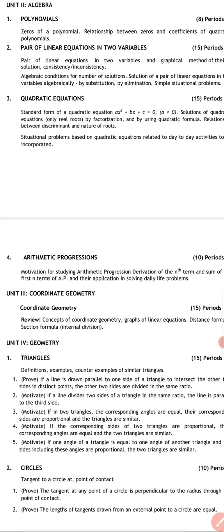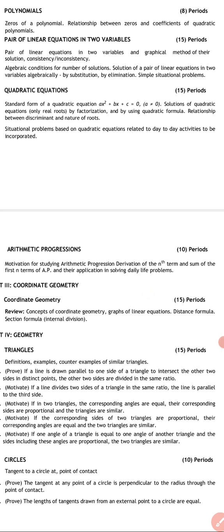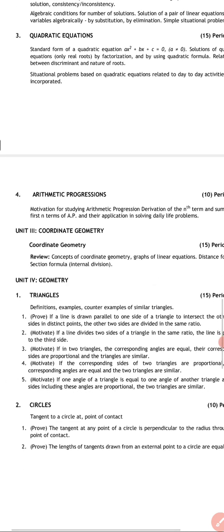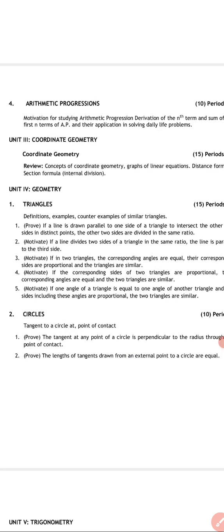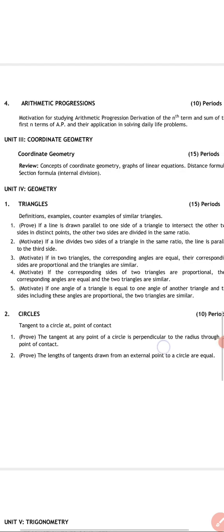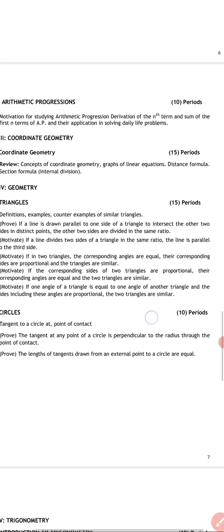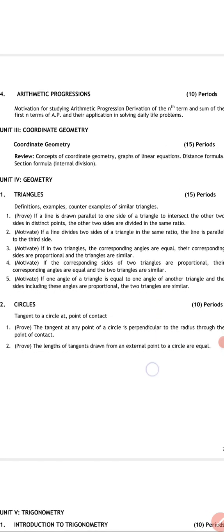Next one, arithmetic progressions. Motivation for studying arithmetic progression and derivation of the nth term and the sum of the first n terms of an AP and their applications in solving day-to-day life problems. Then unit 3, coordinate geometry. In coordinate geometry, concept of coordinate geometry, graph of linear equations, distance formula and section formula.